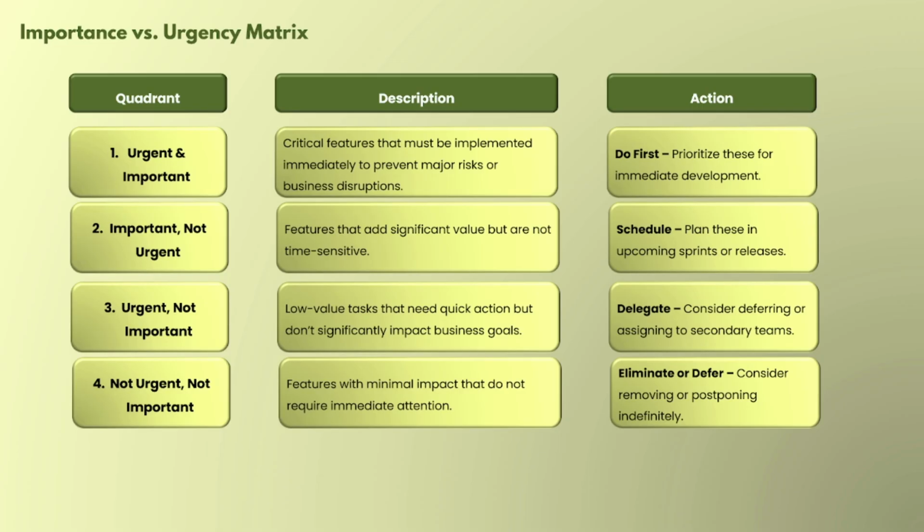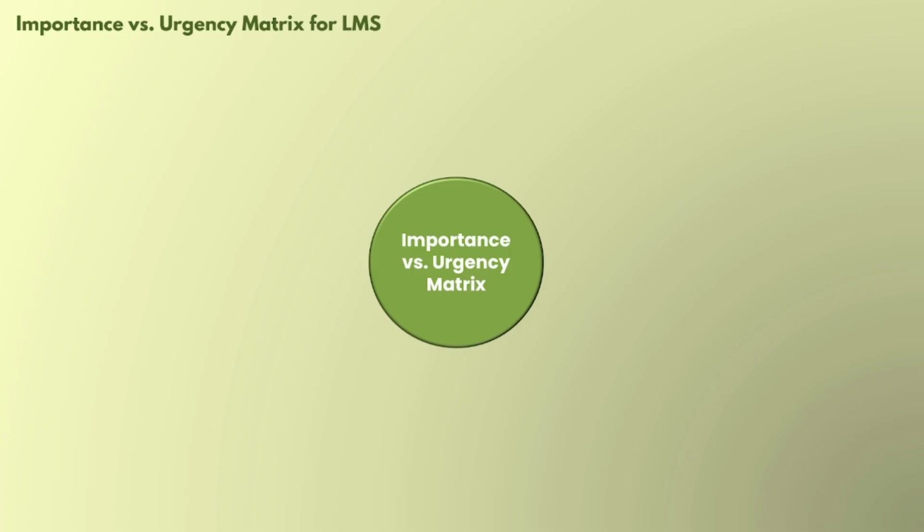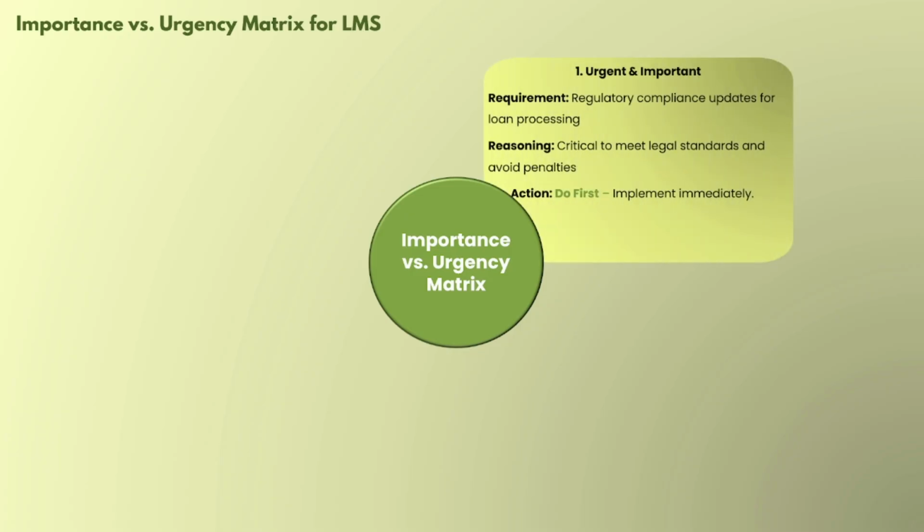Now for simplicity, let's implement the importance versus urgency matrix in the loan management system and see how we have developed it. So in this way we developed the importance versus urgency matrix. The very first quadrant is urgent and important. Here we consider only one requirement: a regulatory compliance update for loan processing. These are very urgent and very important as well. The reason is quite clear: critical to meet legal standards and avoid penalties. So the action for such a requirement: do first, implement immediately. It should be there in the very first phase of the project.